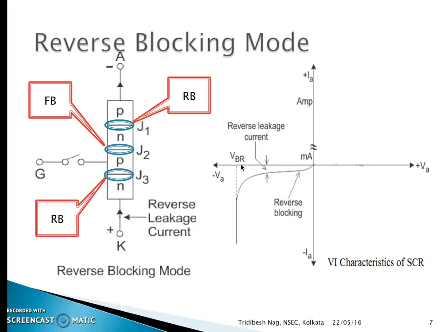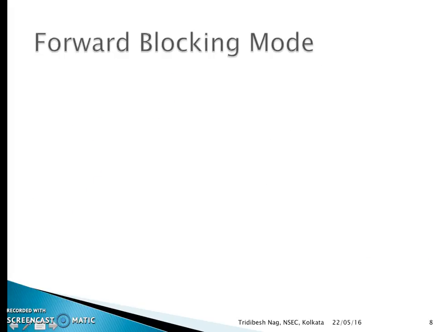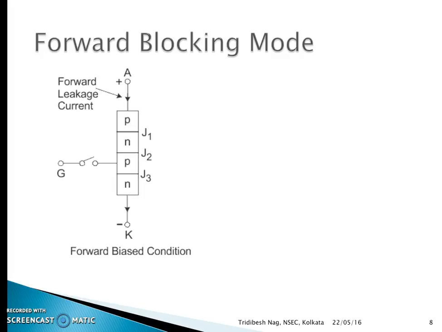When the reverse voltage applied across the SCR is less than VBR, the device offers very high impedance in the reverse direction. So in reverse blocking mode, the SCR may be treated as an open switch. Okay, the next is the forward blocking mode. Here also the SCR is treated as an open switch. You see, this is the block diagram.